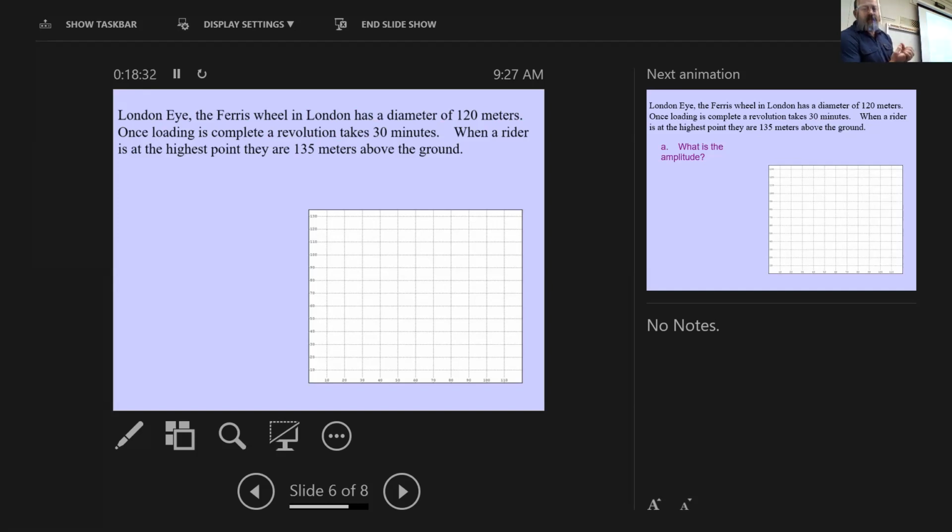So it says the diameter of the London Eye is 120 meters. Now, that's big, isn't it? 120 meters. That means if you laid it down on our football field, it would actually go from goal line to goal line and then some. It would stretch the whole thing.